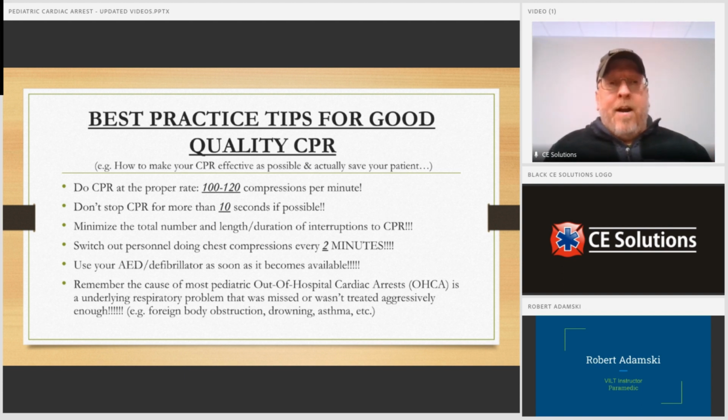The second bullet point there, we don't want to stop CPR for more than 10 seconds if possible. That also is really important.